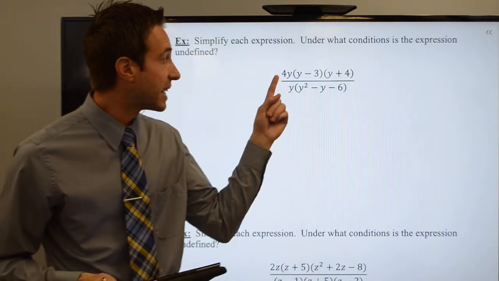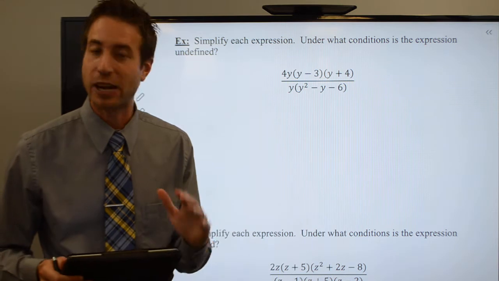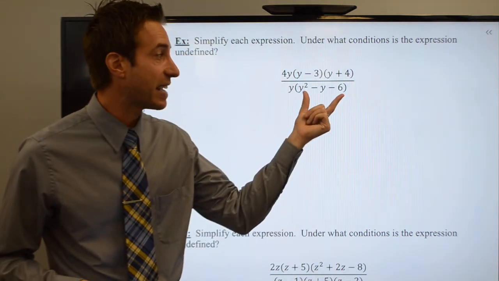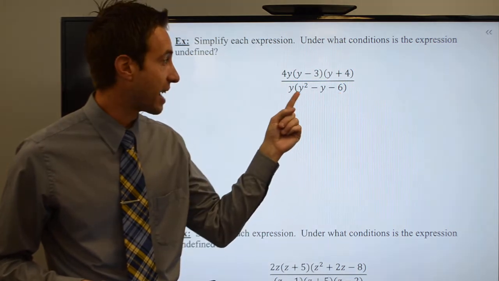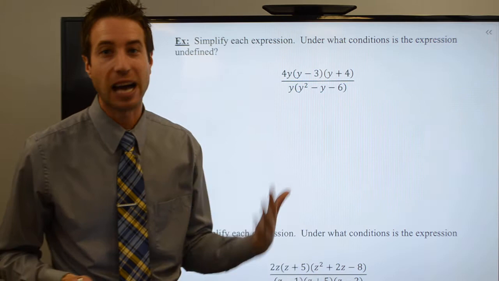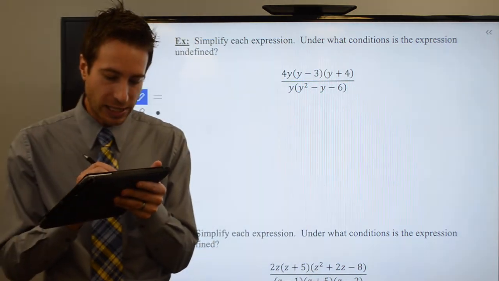What we've got is I take a look at the top and I recognize it's already been factored for me. So that's great. I don't have to do any work in the numerator. But in the denominator, I recognize that I have a general trinomial, right? I have a y squared, which tells me that it's quadratic. But the 6 is not a perfect square, so it's just going to be factoring a general trinomial. So let's go ahead and see what this is going to look like.